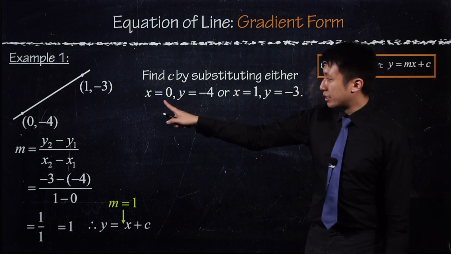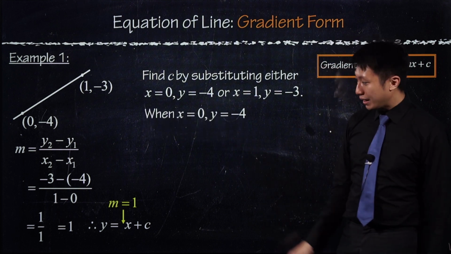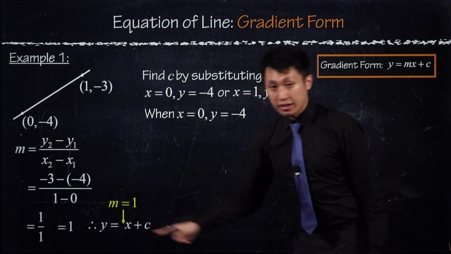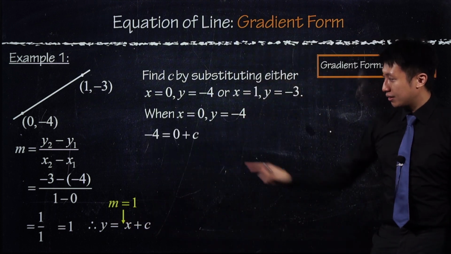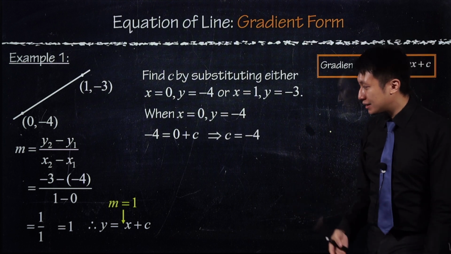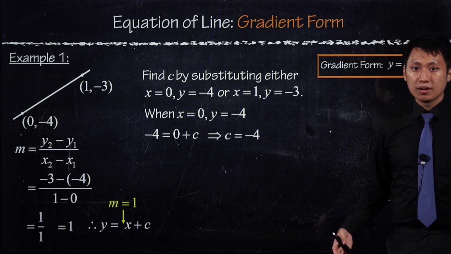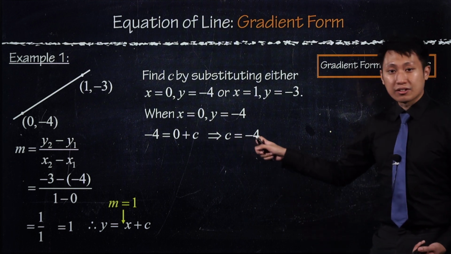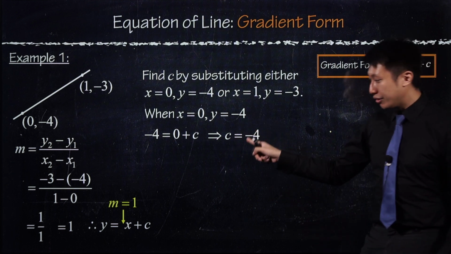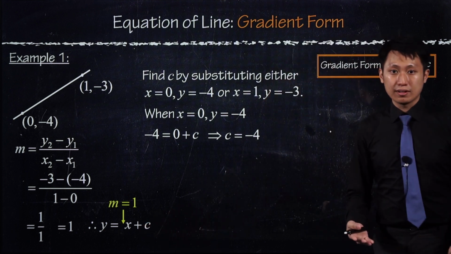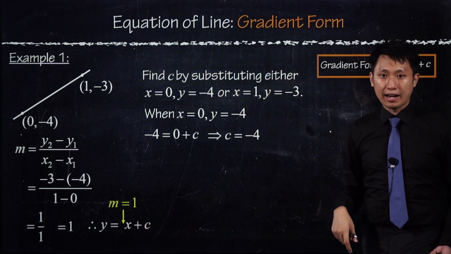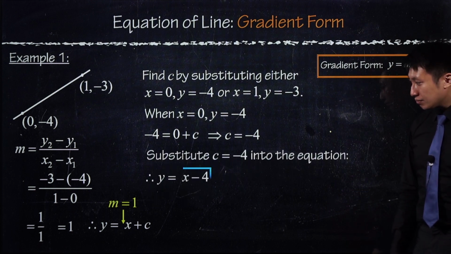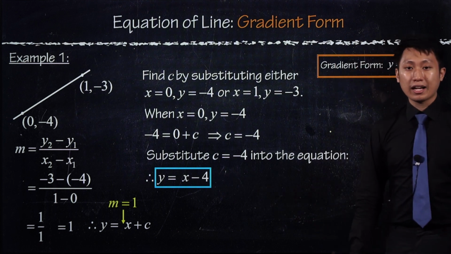We substitute 0 and -4, let's say, into here. x equals 0 here, y equals -4. If you substitute in, then you get this, which tells you that c is equal to -4. You are following me, right? Since you found c already, you sub it back to here, then you get the equation of that line in gradient form. So you get y equals x minus 4.